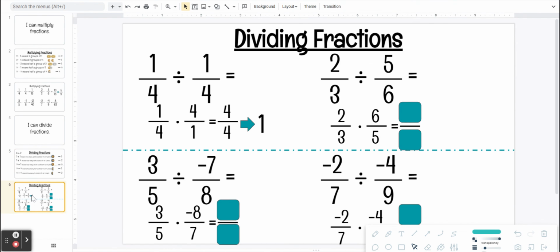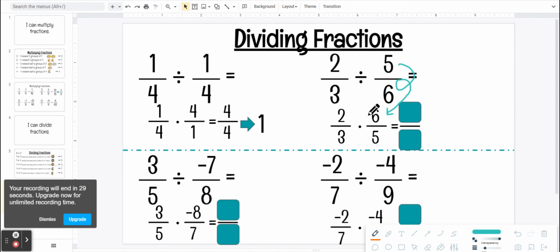All right, let's take a peek at a few more down here. For this next one here, 2/3 stays the same. Then we can change division to multiplication. And then we use the reciprocal of 5/6. So we're flipping it upside down, and we have 6/5. Then we multiply straight across. 2 times 6 would be 12. 3 times 5 would be 15.